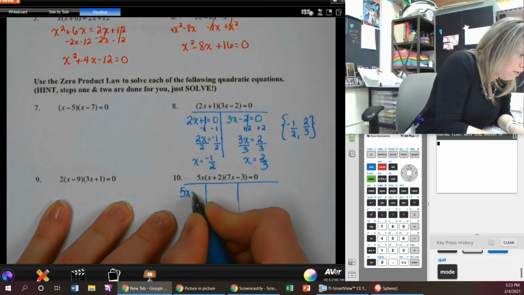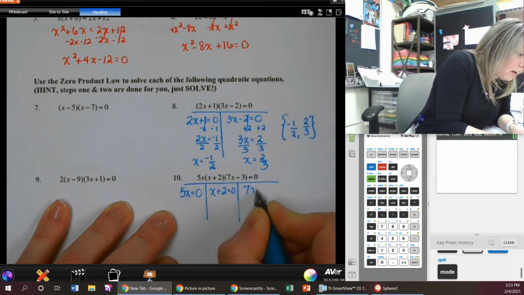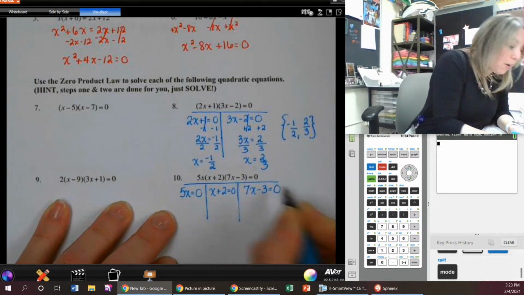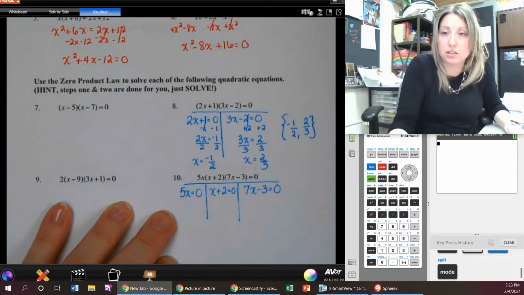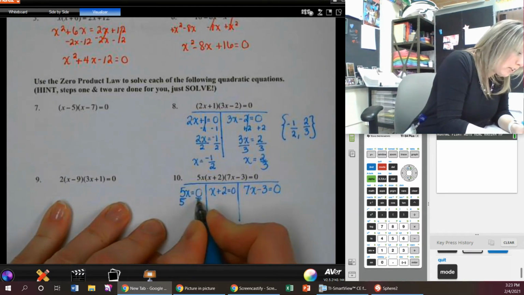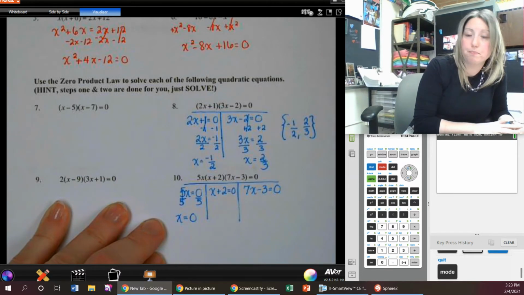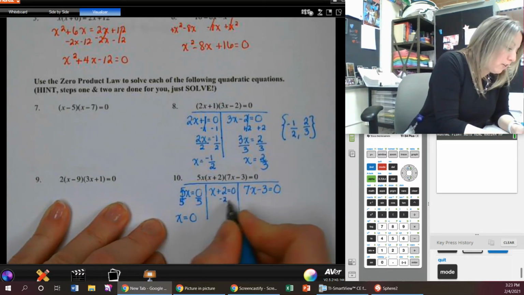5x equals 0, x plus 2 equals 0, 7x minus 3 equals 0. And now each of these are mini linear equations to solve. So in the first one, divide both sides by 5, you get x equals 0, because 0 divided by 5 is still 0. Subtract 2 over, you get x equals negative 2.